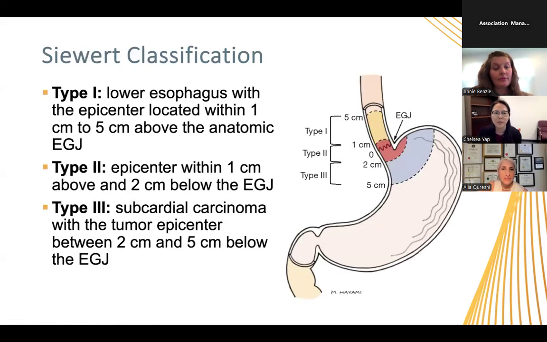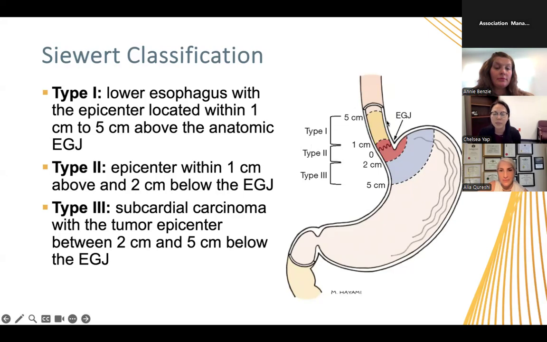And that leads me into the next topic, the Siewert classification. So there's 3 different types. Type 1 is when your epicenter in the lower esophagus is 1 to 5 centimeters proximal to the esophagogastric junction. Type 2, when the epicenter is within 1 centimeter above or 2 centimeters below the junction. And then type 3, subcardial carcinomas, where the tumor epicenter is between 2 to 5 centimeters below the esophagogastric junction.